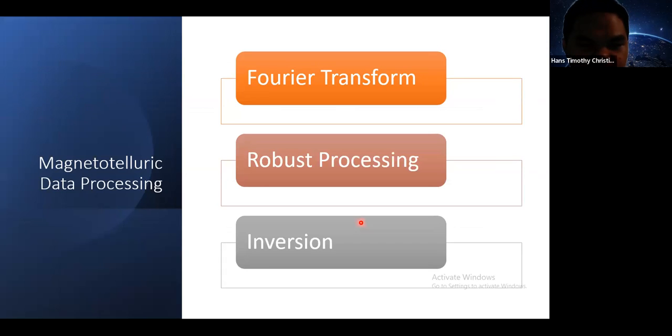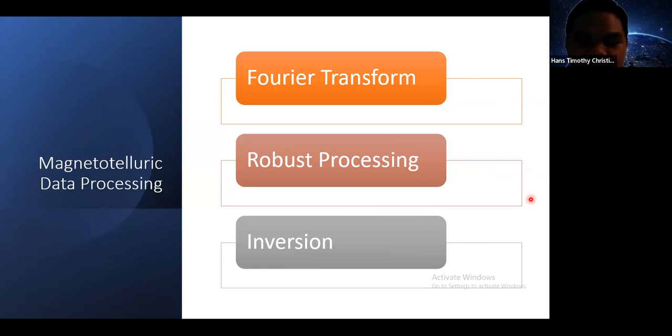Next, the magnetotelluric data processing. The data that has been recorded on the MTU device is in the form of raw data for electric and magnetic fields with respect to time. Selection of the measurement time interval affects data quality. The longer the time interval, the more data can be obtained.